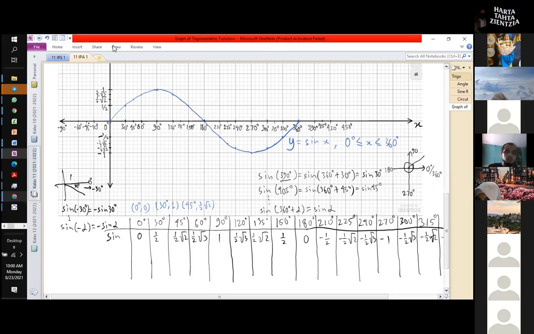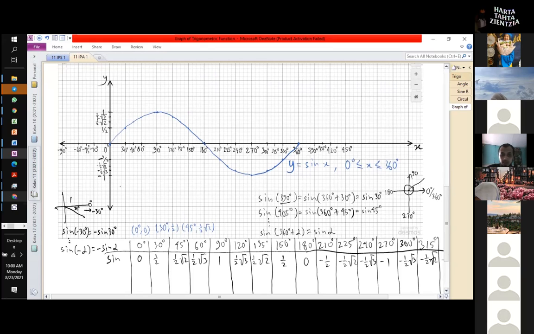So yeah, let's go back to the graph. So yeah, using this knowledge, let's add some of the points. So yeah, we can just use this for negative angles and add the negative, yeah. So for 0, it's still 0. Negative 30, so the sine of negative 30 degrees is negative 1/2.